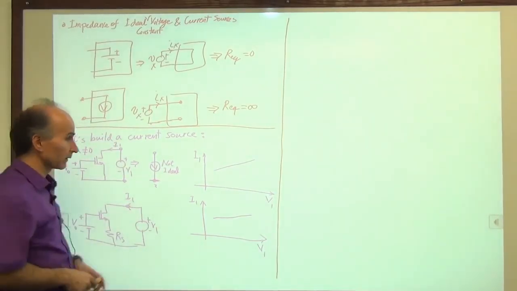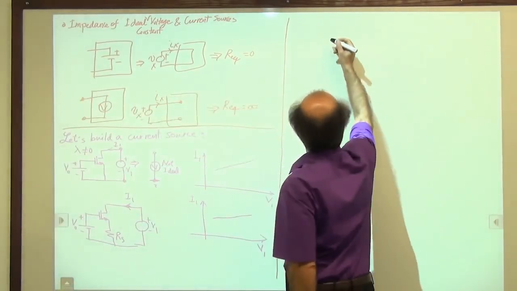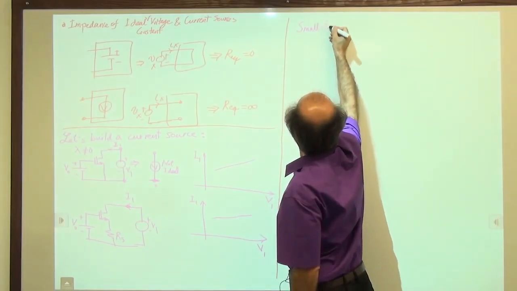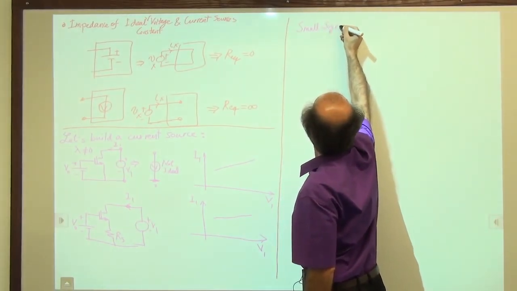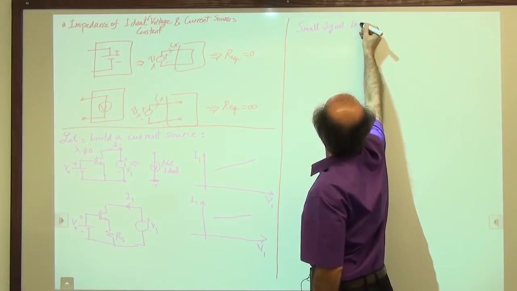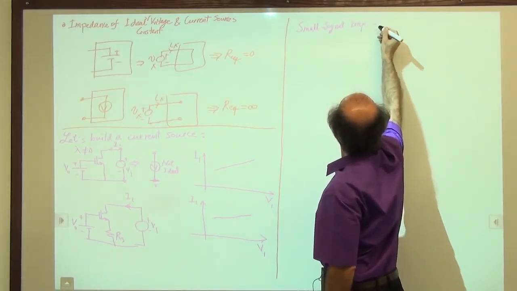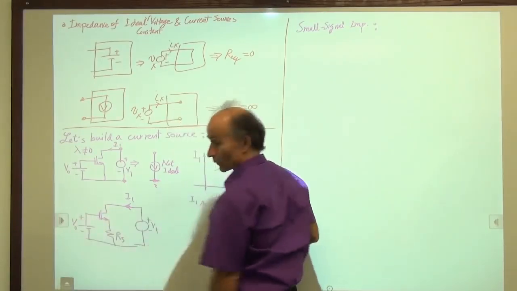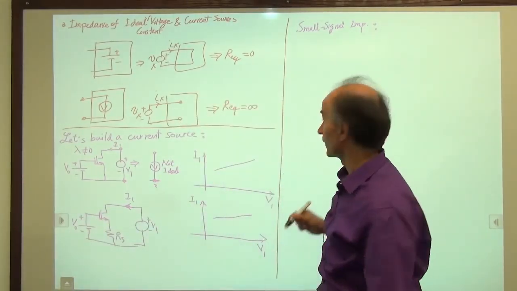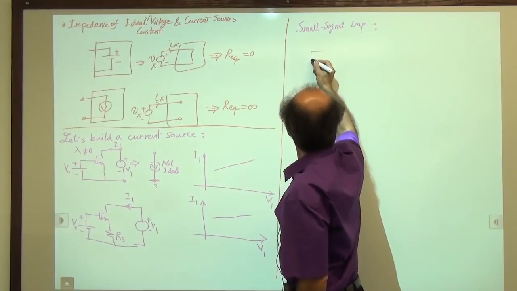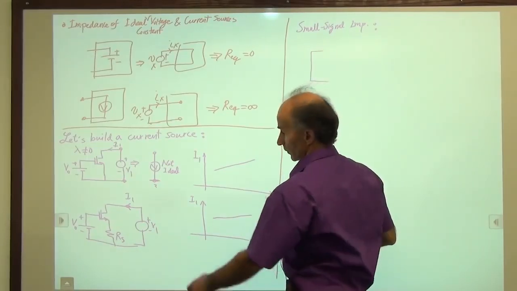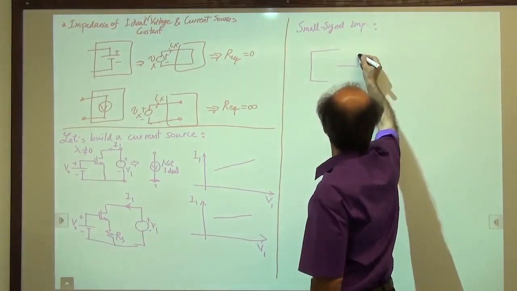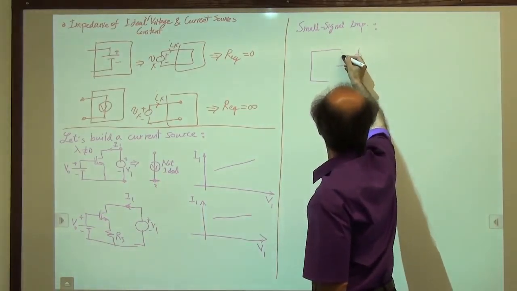So let's go ahead and do that. We will draw the small signal model. So we start out from the left. This is an ideal constant voltage source. It's independent. It's set to 0. We draw the small signal model of the transistor. So we have this.